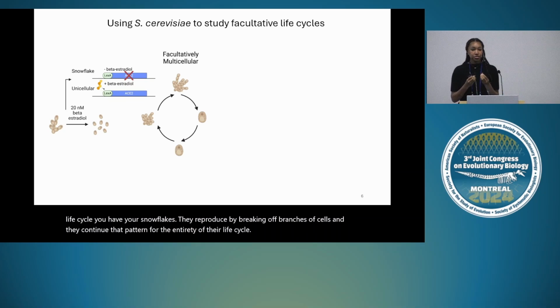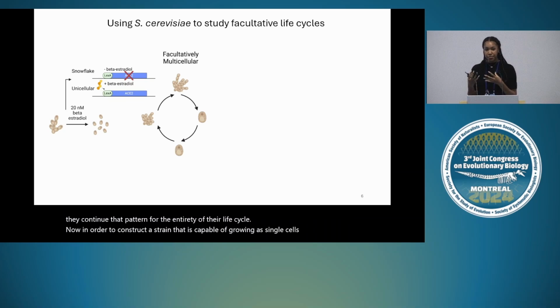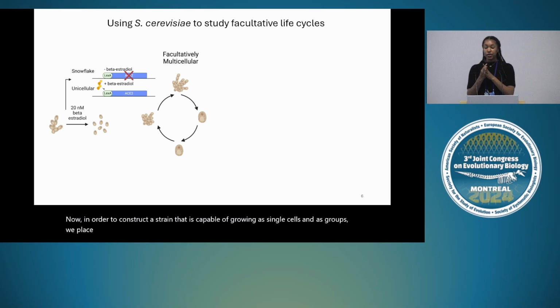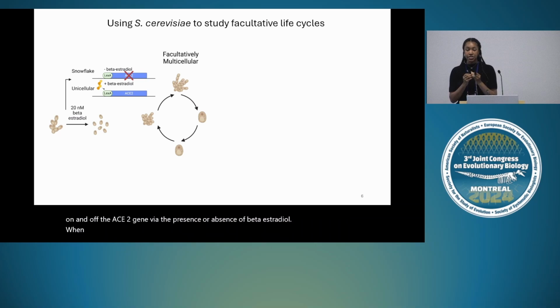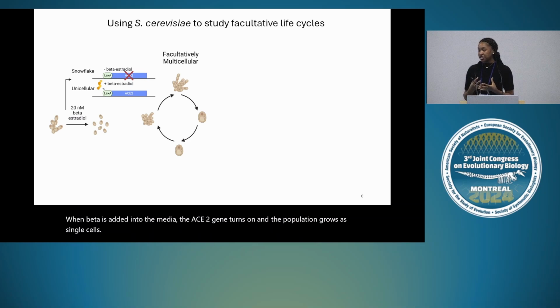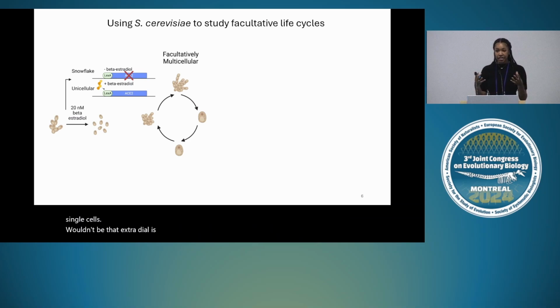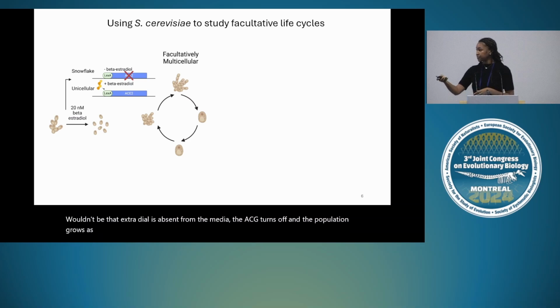Now, in order to construct a strain that is capable of growing as single cells and as groups, we place that ACE2 gene in front of LexA, which is a transcriptional activator that turns on and off the ACE2 gene via the presence or absence of beta-estradiol. When beta-estradiol is added into the media, the ACE2 gene turns on and the population grows as single cells. When beta-estradiol is absent from the media, the ACE2 gene turns off and the population grows as snowflakes.